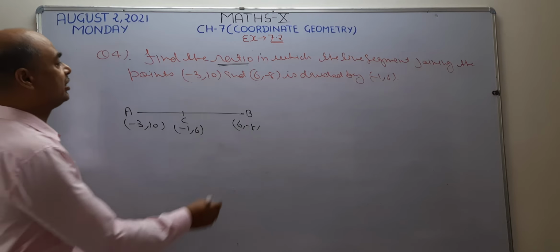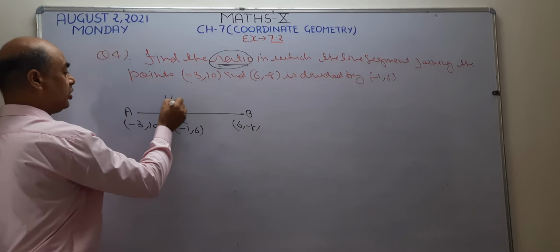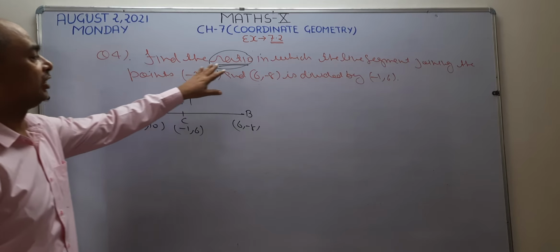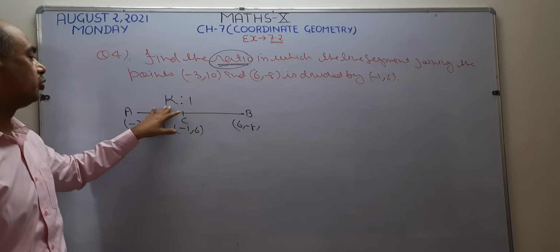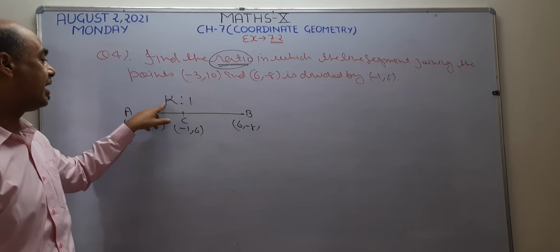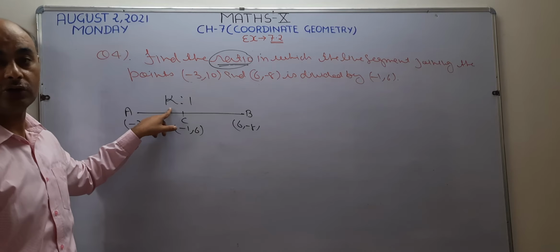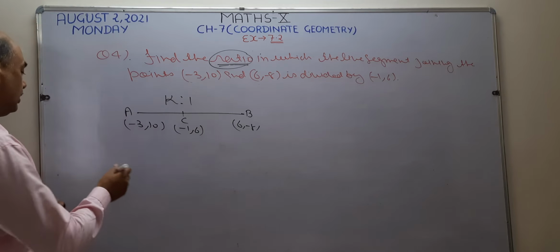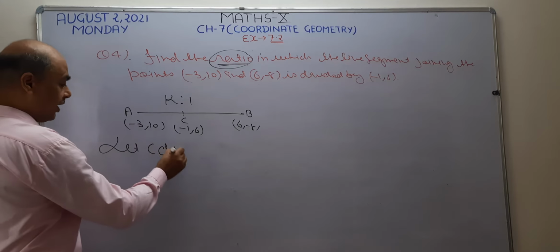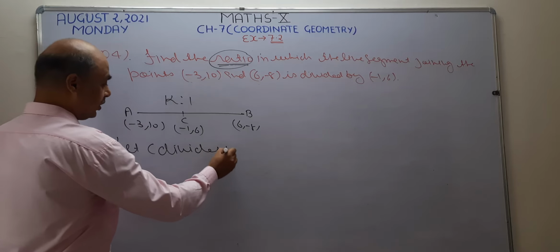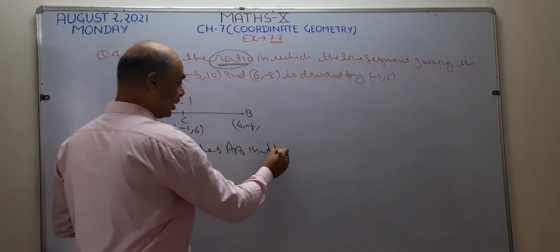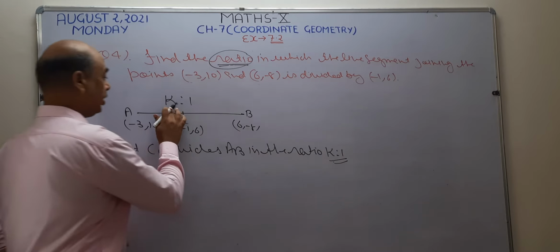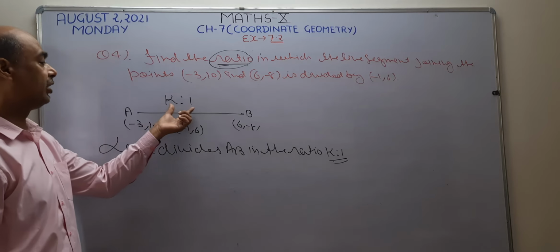Whenever you are going to find the ratio, you have to suppose that the ratio will be K:1. Remember this. You are going to take K:1. Let C divide AB in the ratio K:1. So I want to find the value of K:1 from this question.